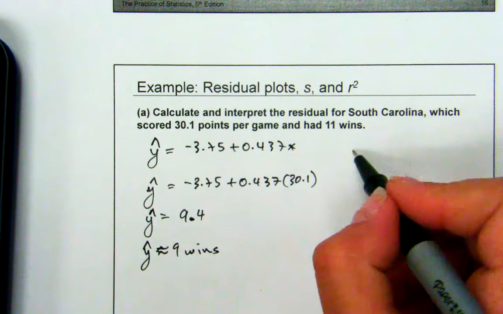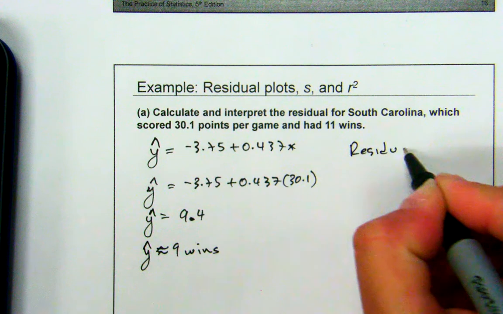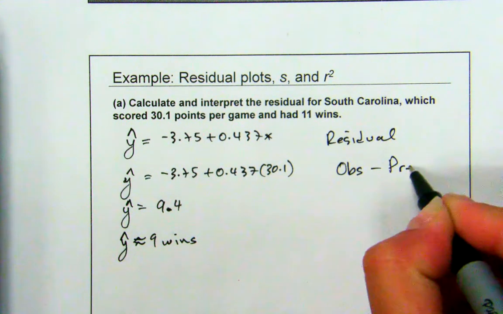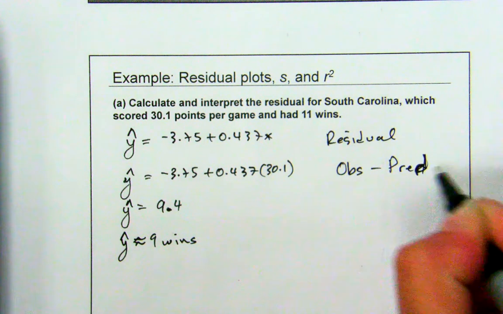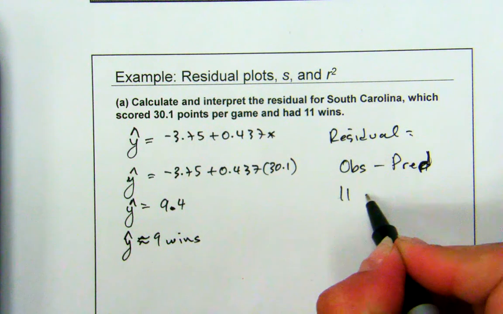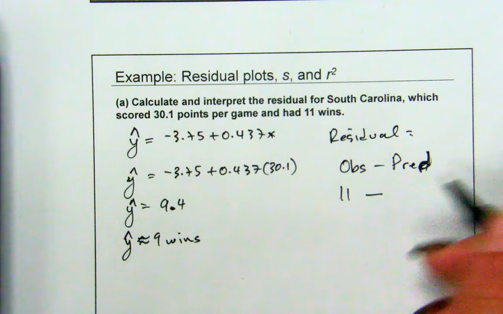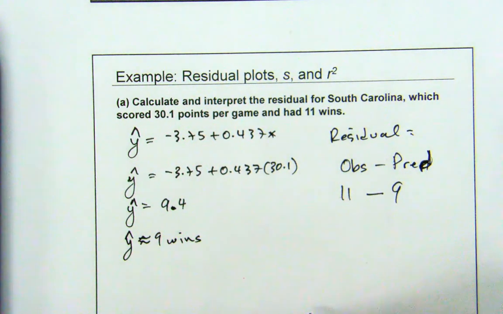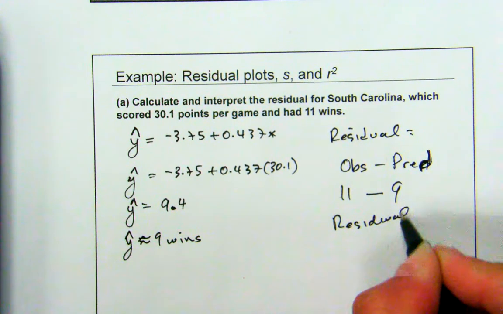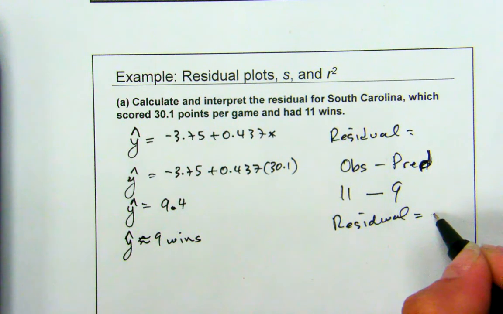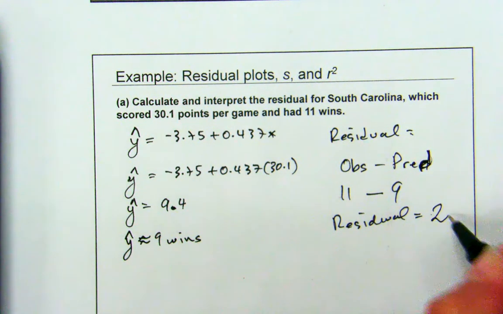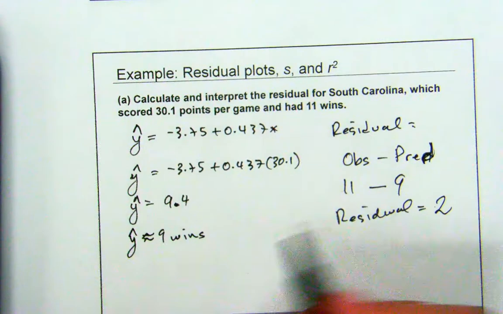Step 2, now calculate the residual. We have our observed value minus our predicted. So the observation is 11 minus your predicted, let's say 9, right? So your residual should be around, what is 11 minus 9? Oh my God, I'm so tired. 10, 11, 2. Okay.